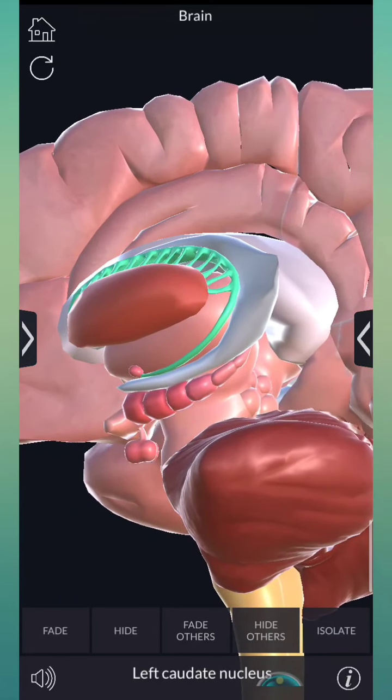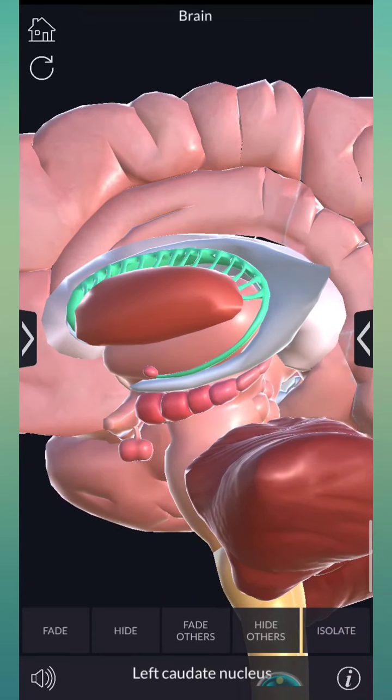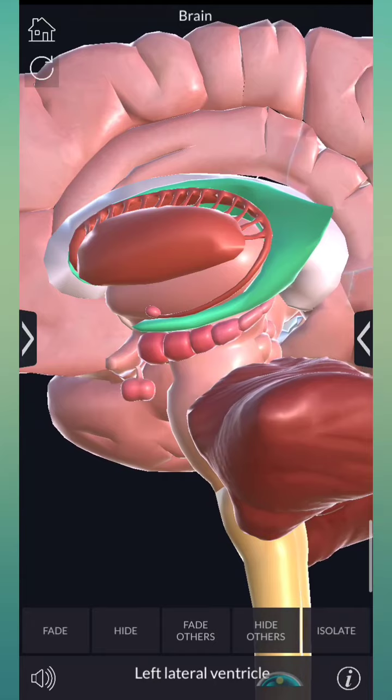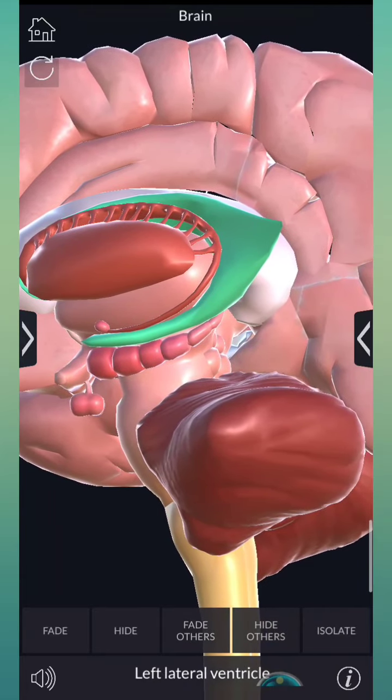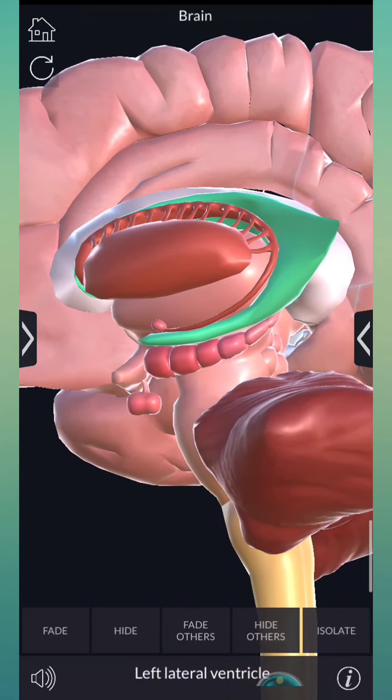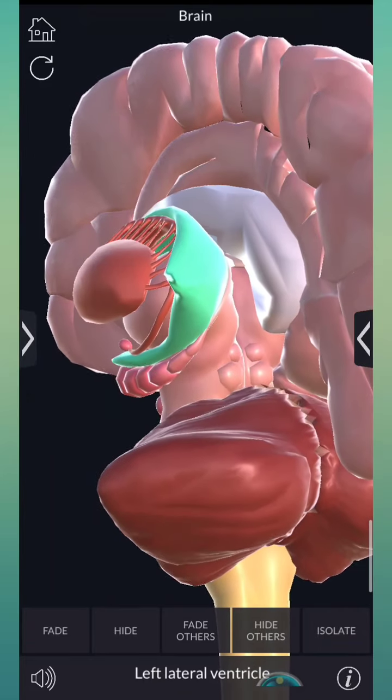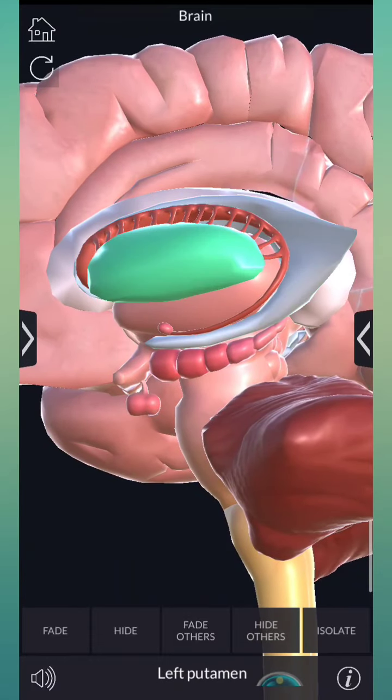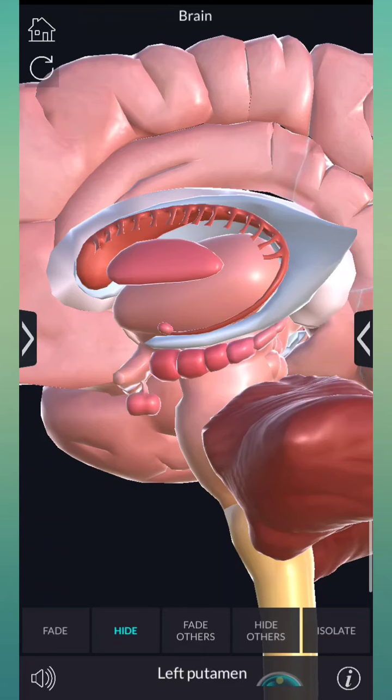And you can see behind the caudate nucleus is the lateral ventricle. On the screen, the green marked area is called the lateral ventricle. It contains CSF, a clear watery fluid that provides cushioning for the brain, while also helping to circulate nutrients and remove waste. So this part is removed from here.